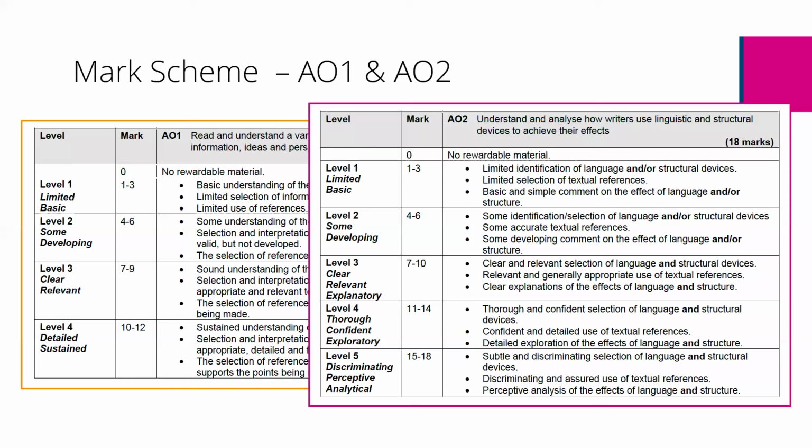And then for the AO2, in terms of the language, structure and devices, is the first bullet point. We've got limited, some, clear and relevant, thorough and confident, and subtle and discriminating. For the second bullet point, we're talking about textual references, and it's limited, some, relevant, confident and detailed, and discriminating and assured. And then the third bullet point in the AO2 mark scheme out of 18 is to do with the effect of the language and structure. Basic and simple in level 1, some developing in level 2, clear in level 3, detailed in level 4, and perceptive in level 5.